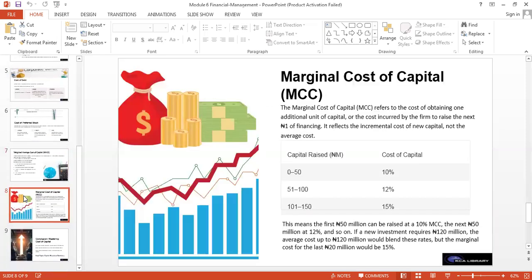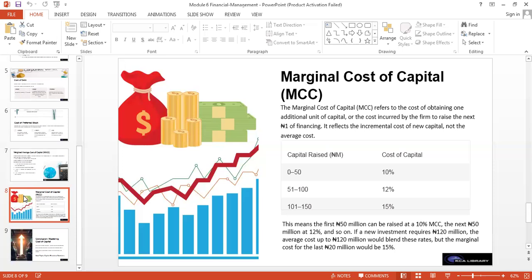On the final note, we will be talking about the concept of marginal cost of capital, which is the MCC. The marginal cost of capital refers to the cost of obtaining one additional unit of capital, or the cost incurred by the firm to raise the next 1 naira of financing, and it reflects the incremental cost of new capital, not average capital.